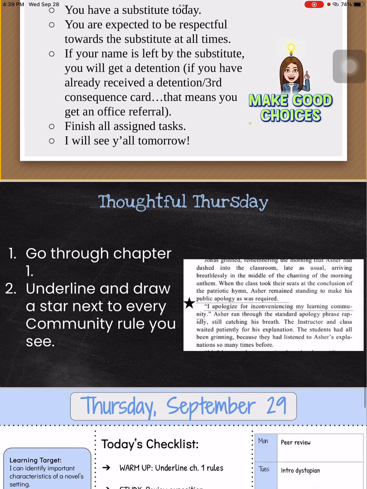So for your warm-up today, you are going to go back through chapter 1, and you are going to notice all the rules that the community has. And for every rule you see in chapter 1, you are going to underline that rule and draw a star next to every community rule that you see. So you are going to pause this video while you go back and underline those rules and then come back to this video.